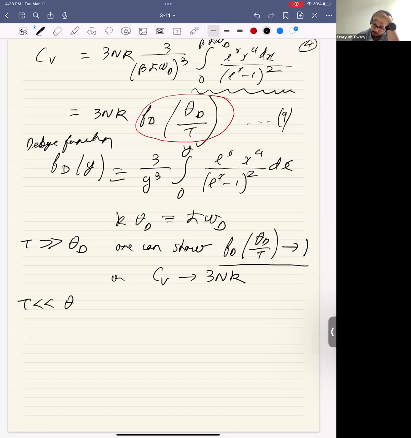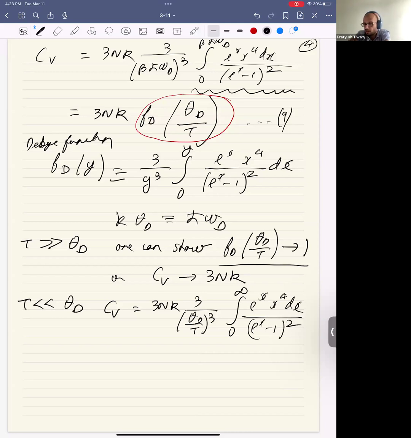As temperature tends to much smaller than theta d, then what are we left with? We have to deal with it a bit more carefully. It will be CV equals 3nk, 3 by theta d by T whole cube, multiplied by the integral 0 to infinity e to the power x, x to the power 4 dx by e to the power x minus 1 whole square. This part is actually the easier part, the T less than theta d part, because in the first case, you actually have to take the limit of the function and show that it goes to 1. But in this case, I have not done any limit. I'm just left with something. As long as this thing does not diverge, it takes some constant value, and I have my T cube dependence that comes out.